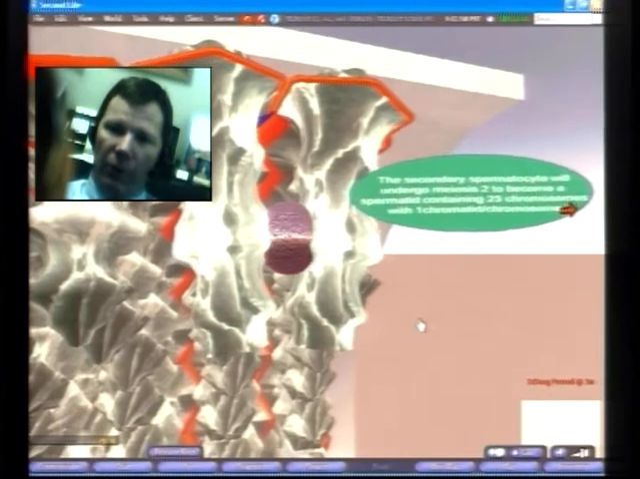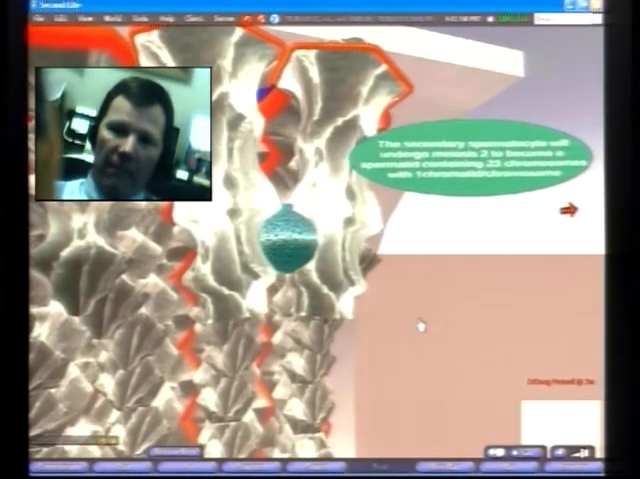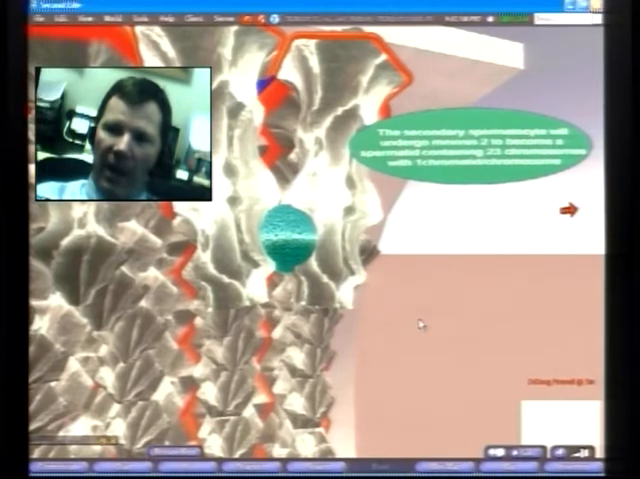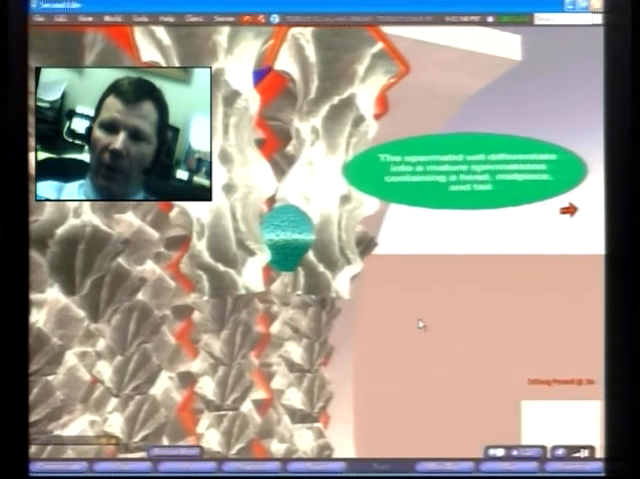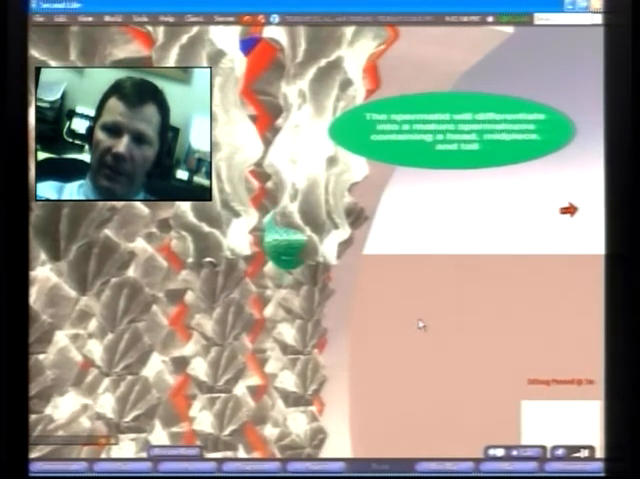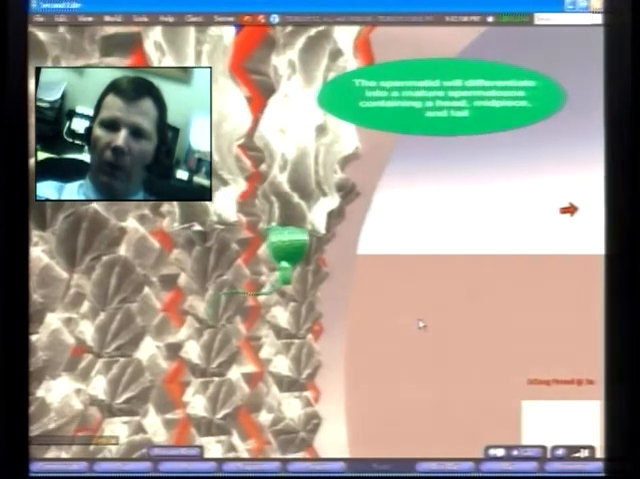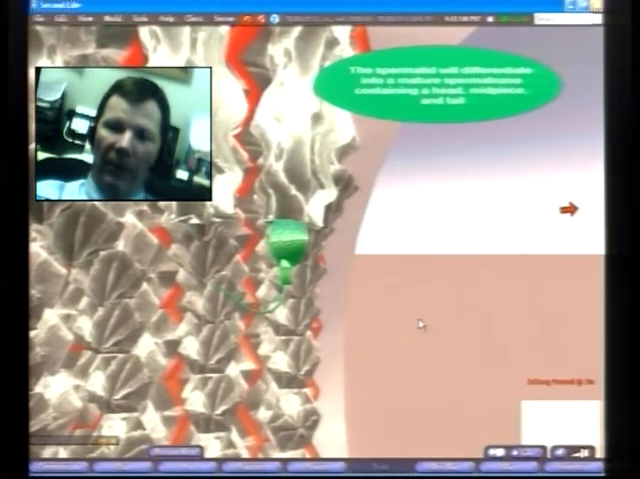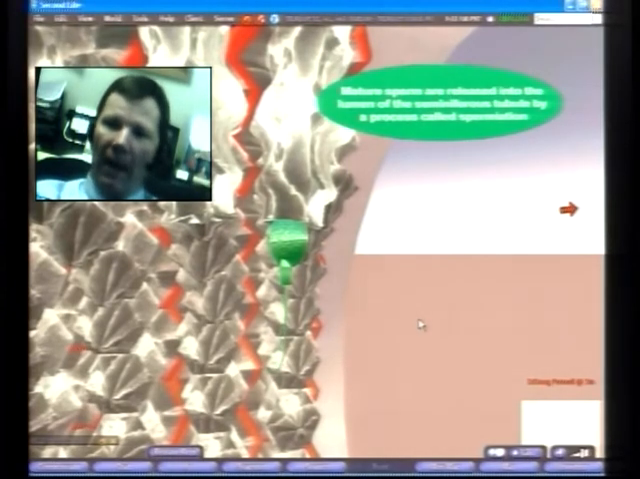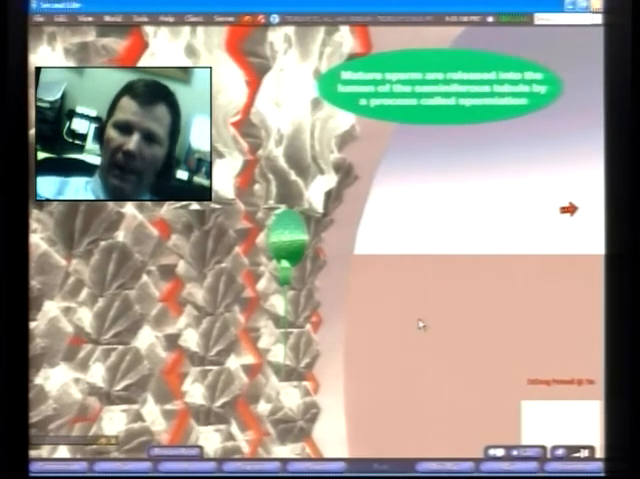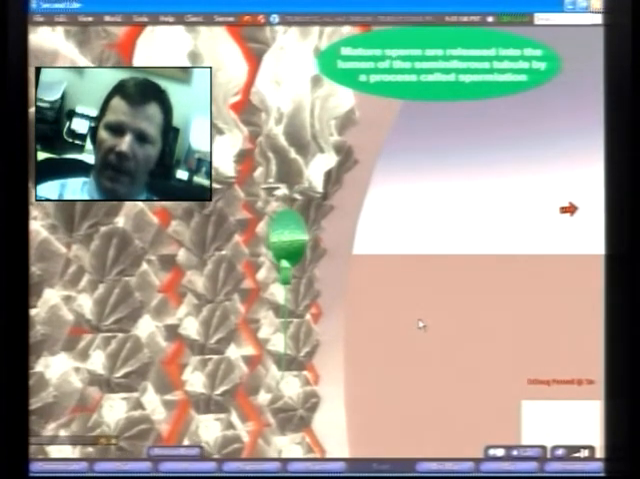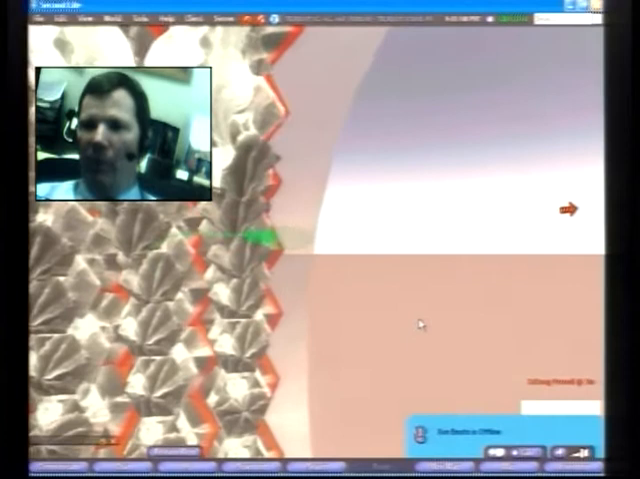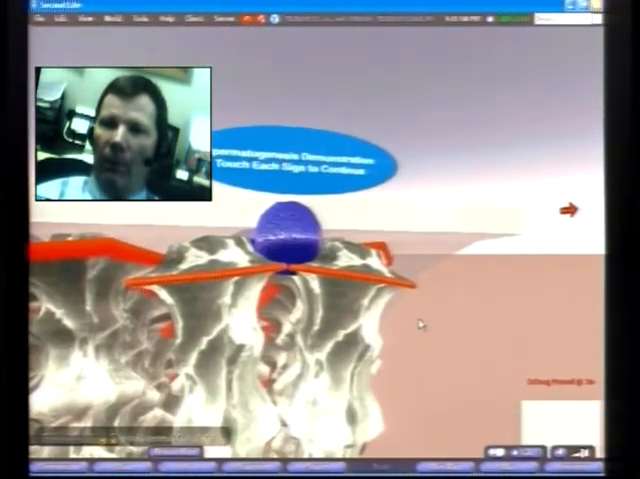It'll continue to mature. It'll undergo a second meiosis, which causes a few more genetic changes and reduces the DNA content a little further. And then finally, it undergoes a maturation process where that round cell now looks more like a sperm cell that we're used to seeing. It's got a head, a midpiece, and a tail. And then when that mature sperm is released into the lumen of the tubule, that has a specific name, we call that spermiation. The sperm is released into the tubule and it floats on downstream like we saw before.